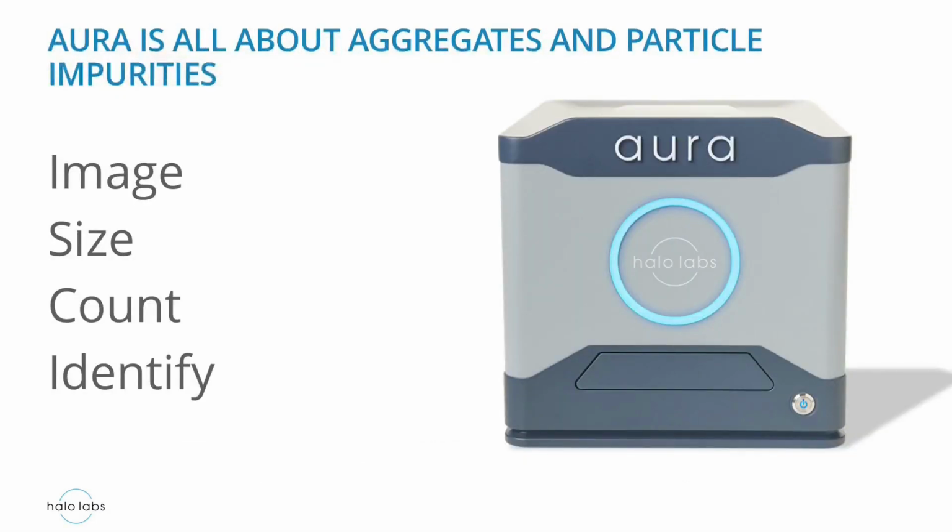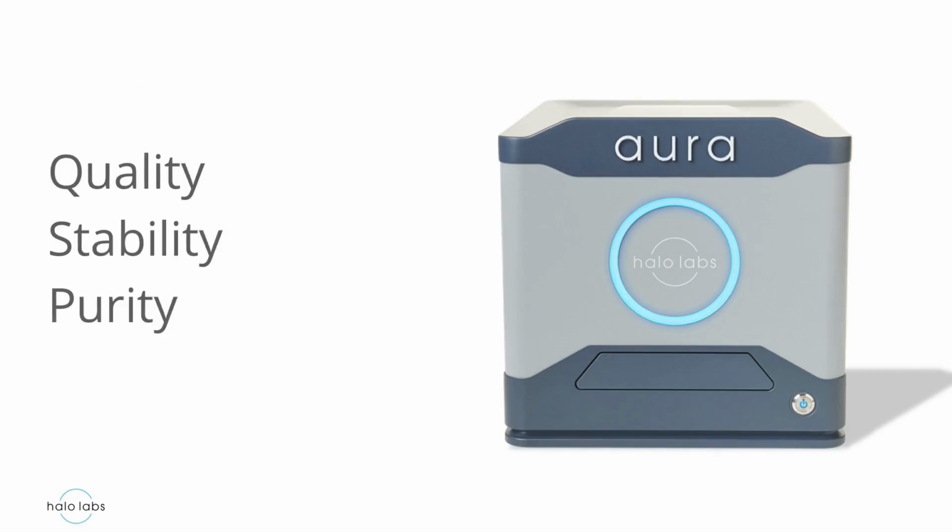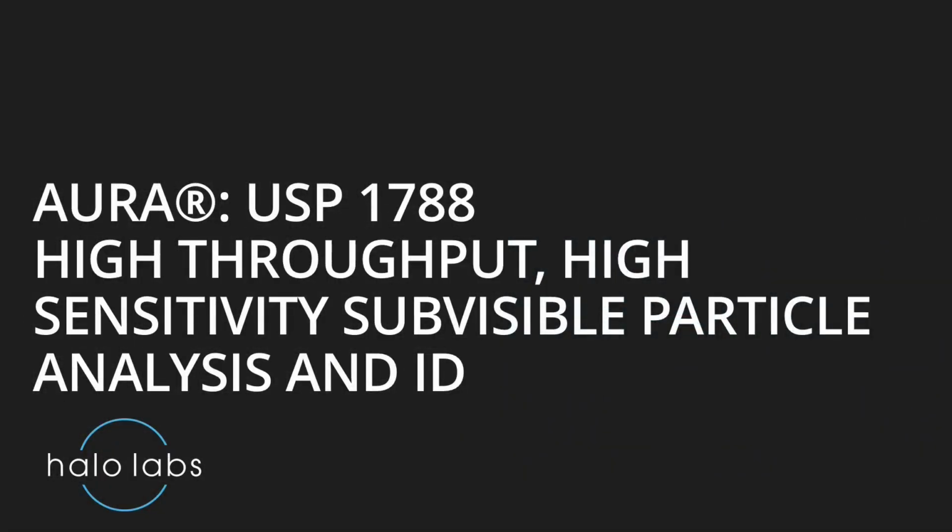Fundamentally, the Aura product line is about measuring biologic aggregates and product impurities, and it does so by imaging, sizing, counting, and identifying every single particle in a given formulation or sample. The output of this characterization is to ensure that you have a product of the highest quality, stability, and purity across all stages in the bioprocess. The Aura builds off of the USP 788 compendial method to enable high throughput, high sensitivity, subvisible particle analysis and ID. In the next few slides, I will show you how it works and how it can help you.